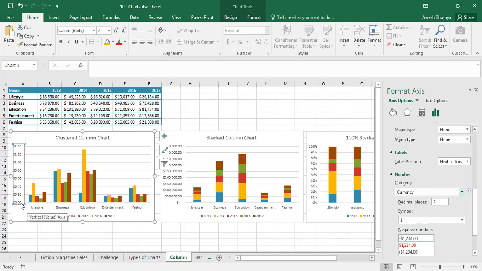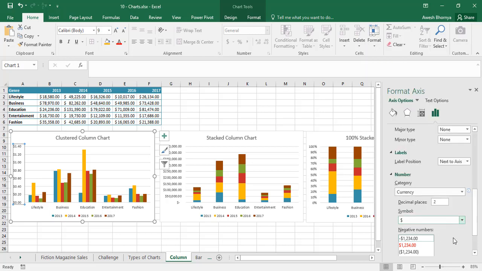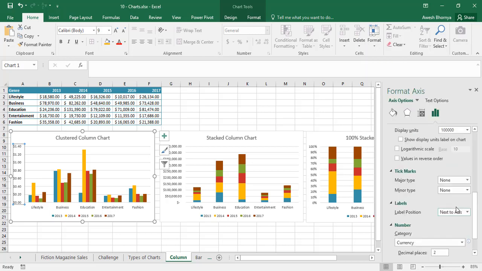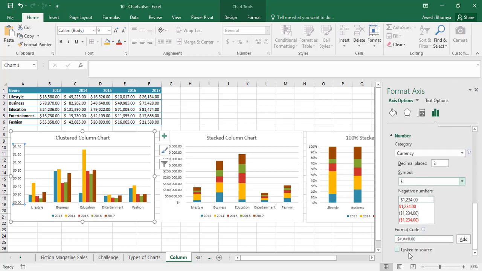It is now represented as just 0. So you can change it to maybe a rupee or whatever you wish to work with. Since these are dollar amounts, I'm leaving it as it is. Now I can close this. If you do not want to make changes to the number format, you can leave it as linked to the source, but I have changed it and I'm going to close this particular format axis pane.